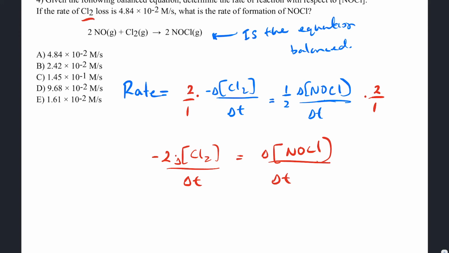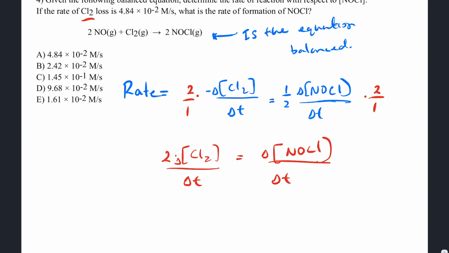And remember that this negative will cancel out with the delta Cl2, so we don't really need to worry about it too much. I keep reminding you guys of it because it becomes important in some problems, but in this particular case, you can see that all your answers are positive. So you can just drop the negative and plug in the actual value.